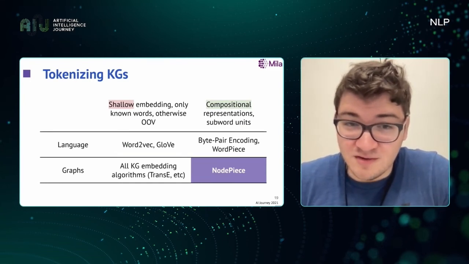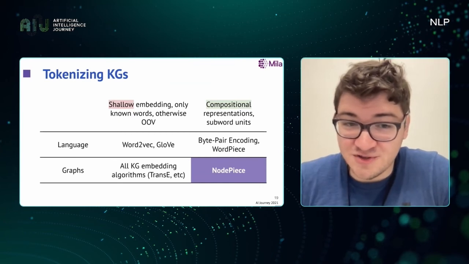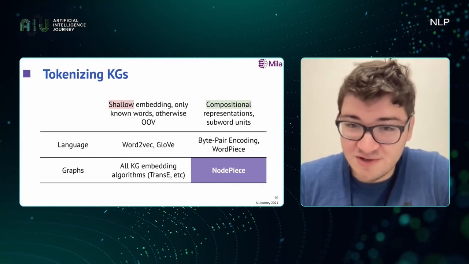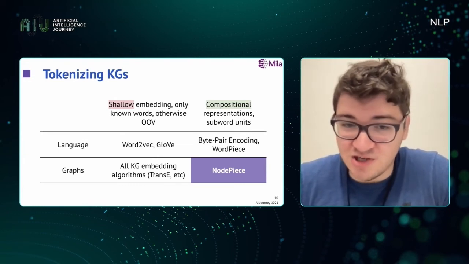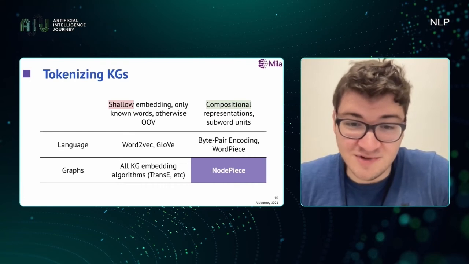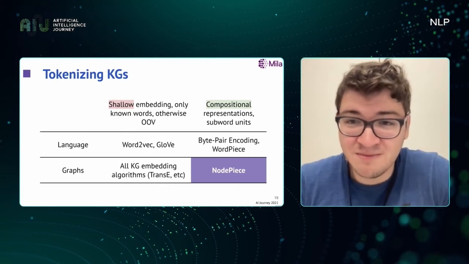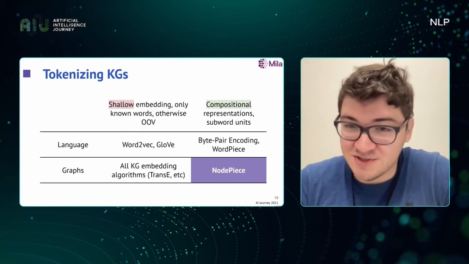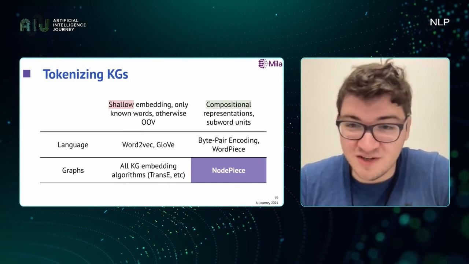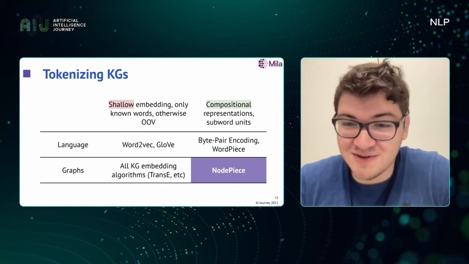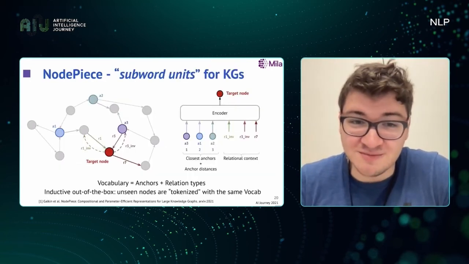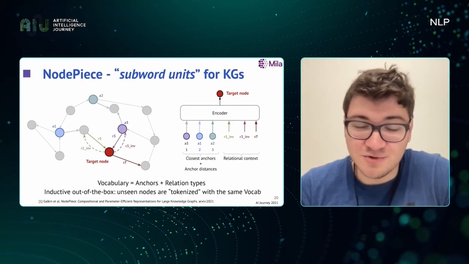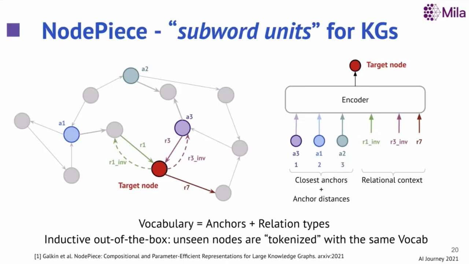If we compare this against the language models, shallow models use only known words, otherwise OOV. However, if we extrapolate the concept to graphs, all of the graph learning algorithms are shallow models, and we present a different way called subword units, a word piece model. Now, what is the idea of NodePiece subword units for KGs?